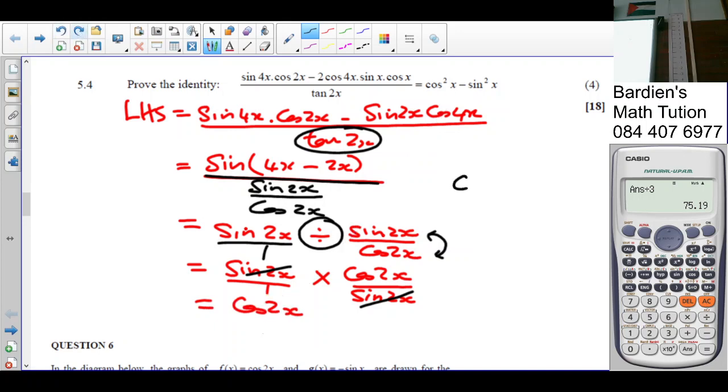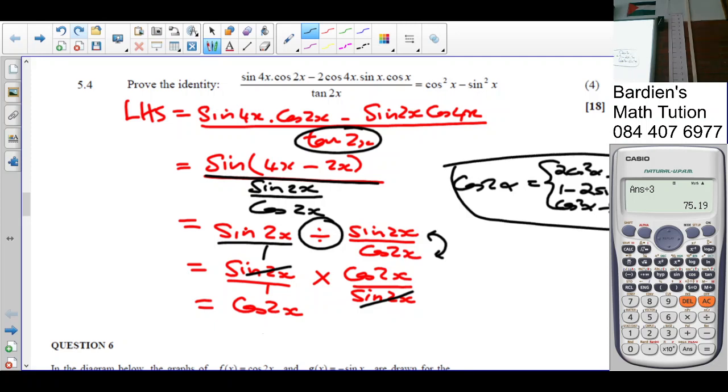Okay? Cos 2x, cos 2 alpha can be written in three ways, and is on your formula sheet: 2 cos squared alpha minus 1, 1 minus 2 sine squared alpha, and cos squared alpha minus sine squared alpha. The one I'm looking for in particular to link in with that one there is the last one. So I can say which is now equal to cos squared x minus sine squared x, which is in fact equal to the right hand side.